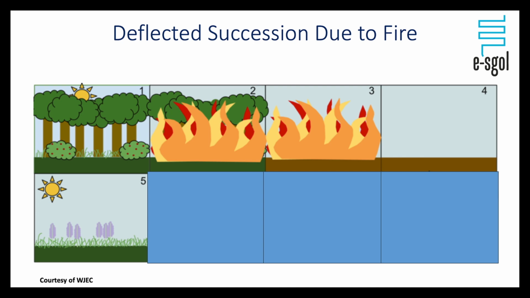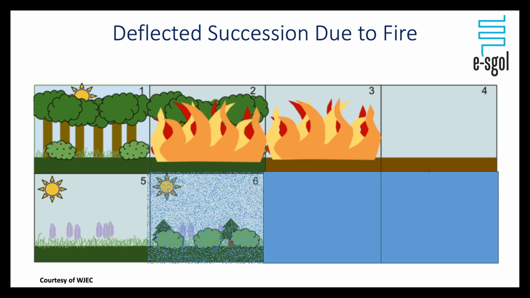The soil will be fertile as it has previously been a climax community. There will be an abundance of seeds as the environment used to have climax community plants. So the new seres in the deflected community will begin to develop more quickly than if a pioneer species were colonising bare rocks. Picture 6 shows us that low-growing shrubs are abundant.